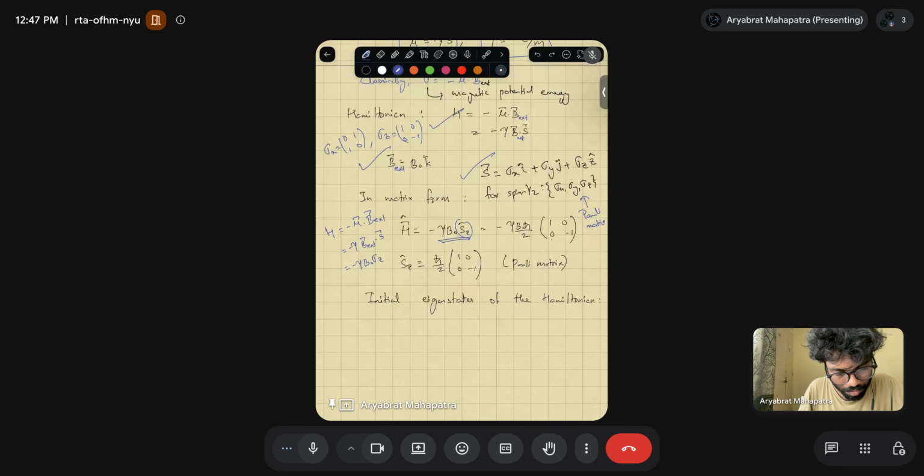So you have this Hamiltonian, minus gamma b naught over h bar by 2, times the matrix 1 0 0 minus 1. So this is the Hamiltonian you have.